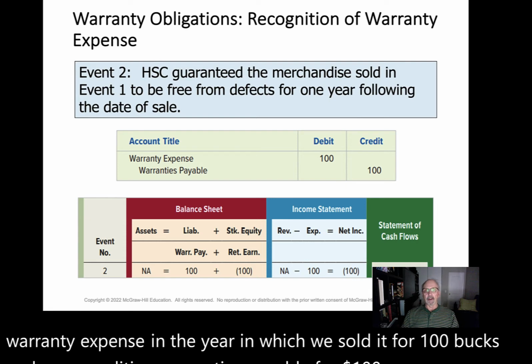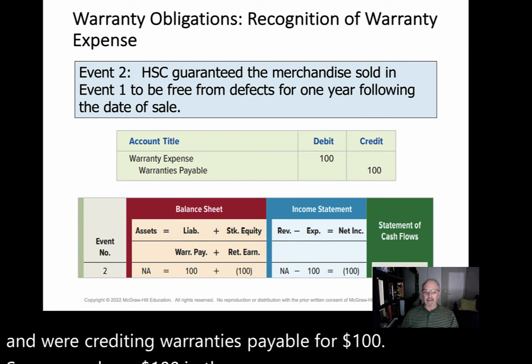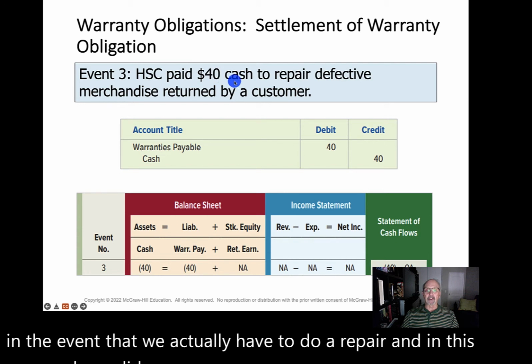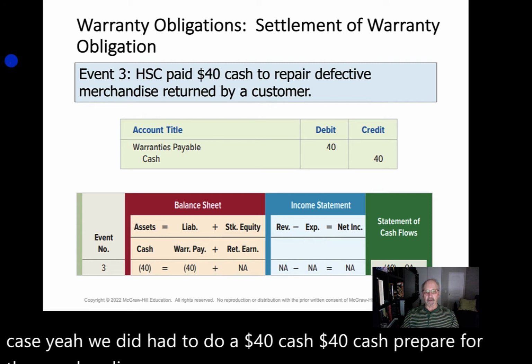So we now have $100 in the warranty account that we can use in the event that we actually have to do a repair. And in this case, yeah, we did. HSC had to do a $40 cash repair for the merchandise. So we're debiting warranties payable and we're crediting cash.